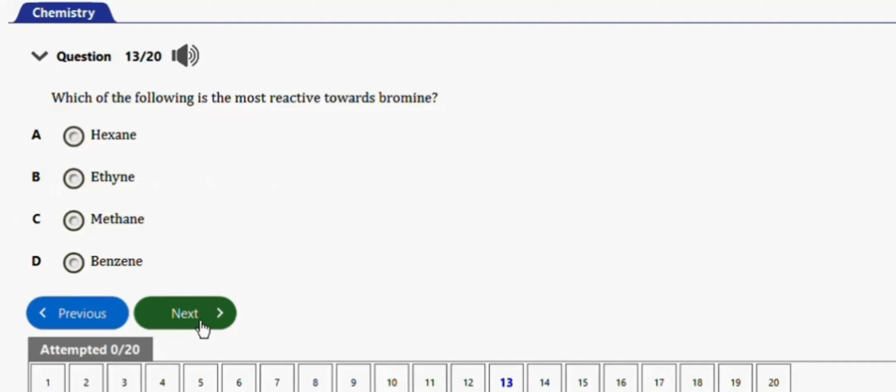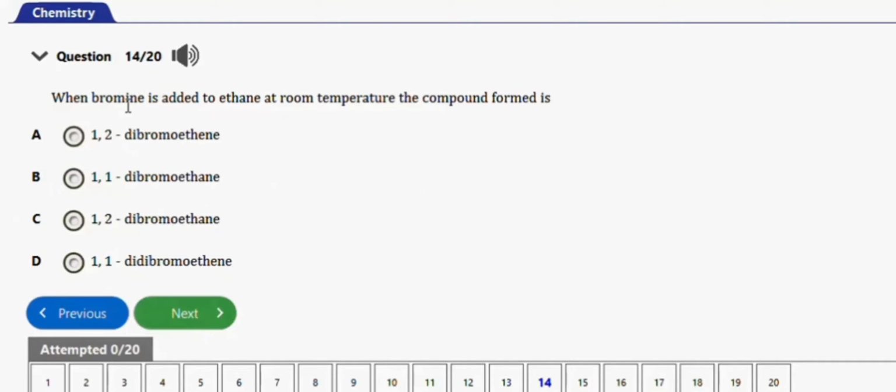The next question will be this one. It says when bromine is added to ethene at room temperature, the compound formed is 1,1-dibromoethanol, 1,2-dibromoethanol, 1,1-dibromoethane, or 1,2-dibromoethane. So this option C is correct. This is what we're going to write for this question.